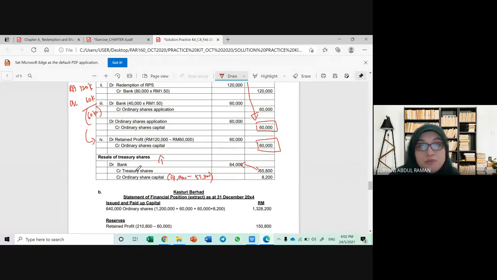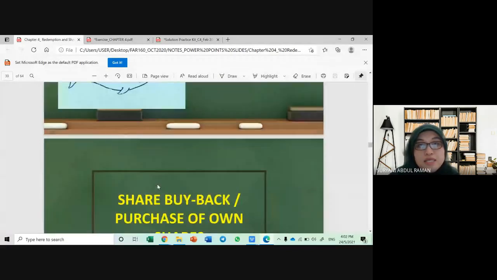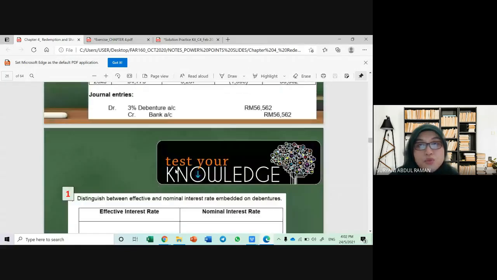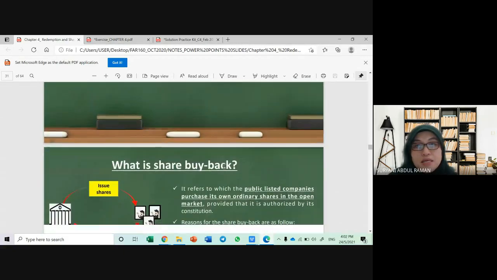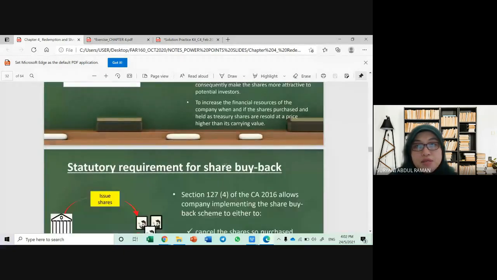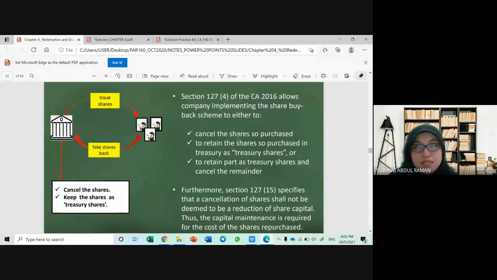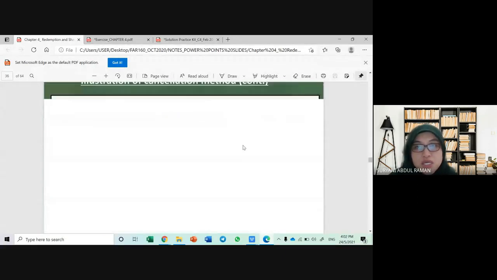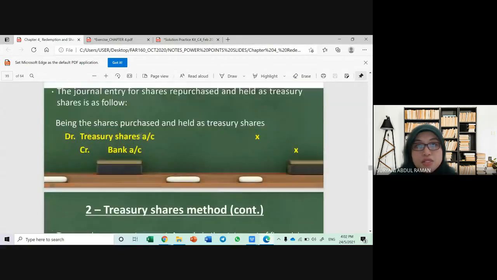So if you ask me why we need to credit the treasury shares, we have to refer back to the notes on treasury shares. As you can see, share buyback has two different methods. One is by treasury shares, and another one is by the cancellation method. So these are the two methods that can be used. If you refer to the treasury shares, the double entry will be debit treasury shares, credit bank.